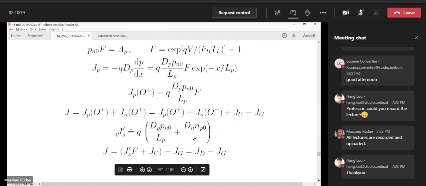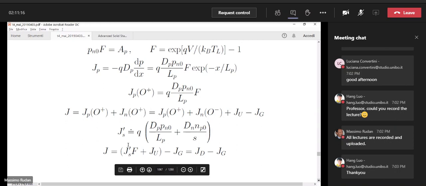We define a modified saturation current density of the solar cell. And the expression, you see, is almost the same as for the traditional p-n junction. The only difference that we already noted is that instead of having Lp here, we have S, okay? So we call this Js prime, just to remember that it is different.